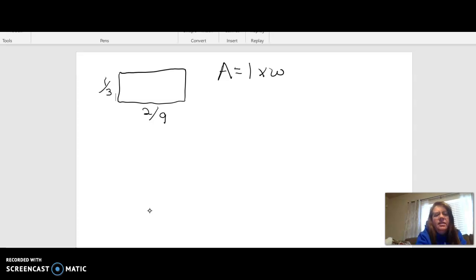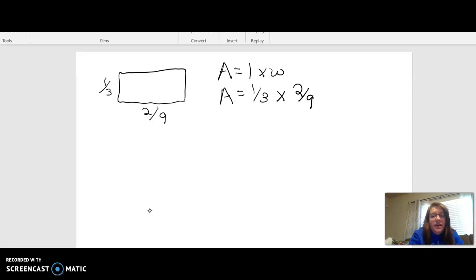So if I call the length 1/3, and I call the width 2/9, or I can switch them around, it doesn't really matter. Remember, when we multiply, we can put them in any order. Then to find the area of this rectangle, I need to do area equals 1/3 times 2/9. If you wrote 2/9 times 1/3, that's great too. So all I'm doing is multiplying my fractions.